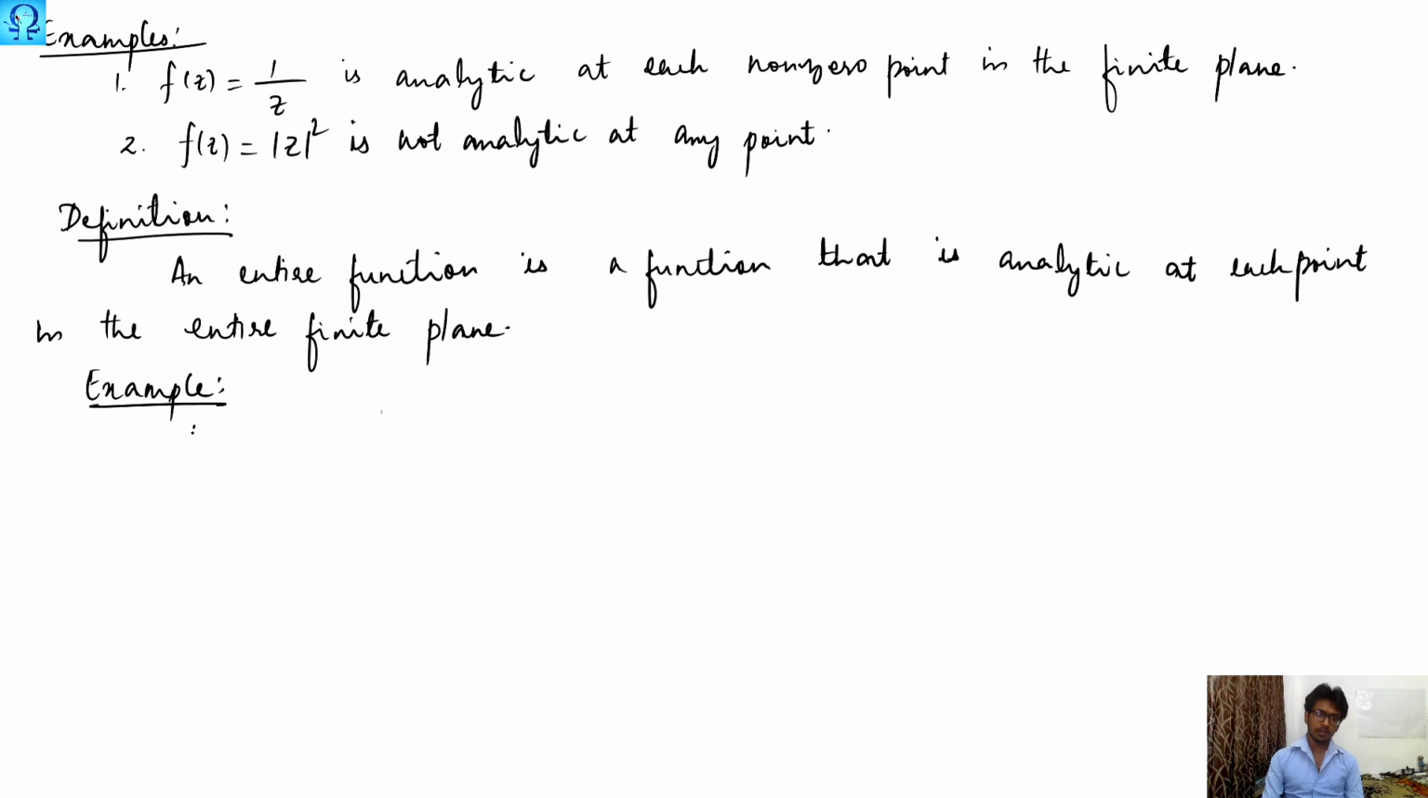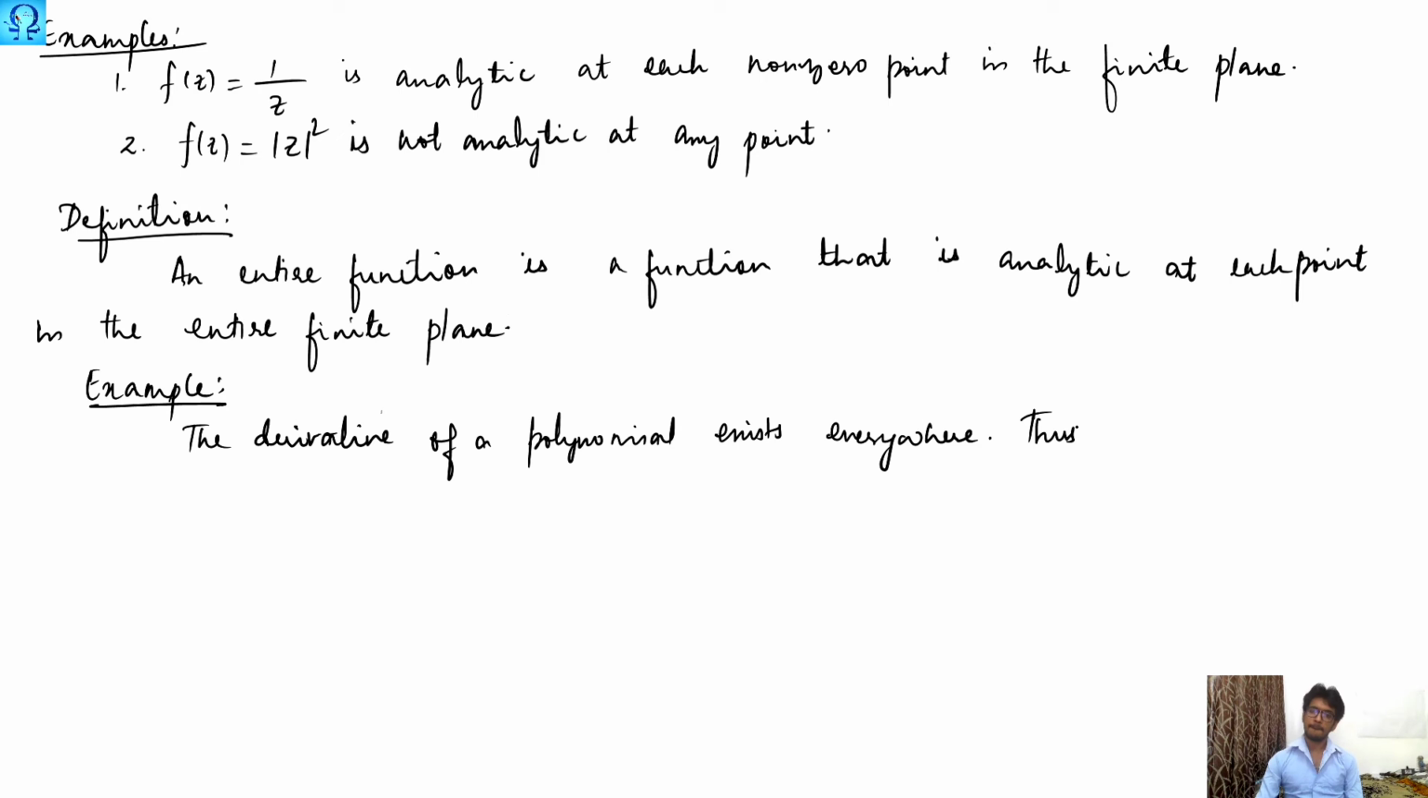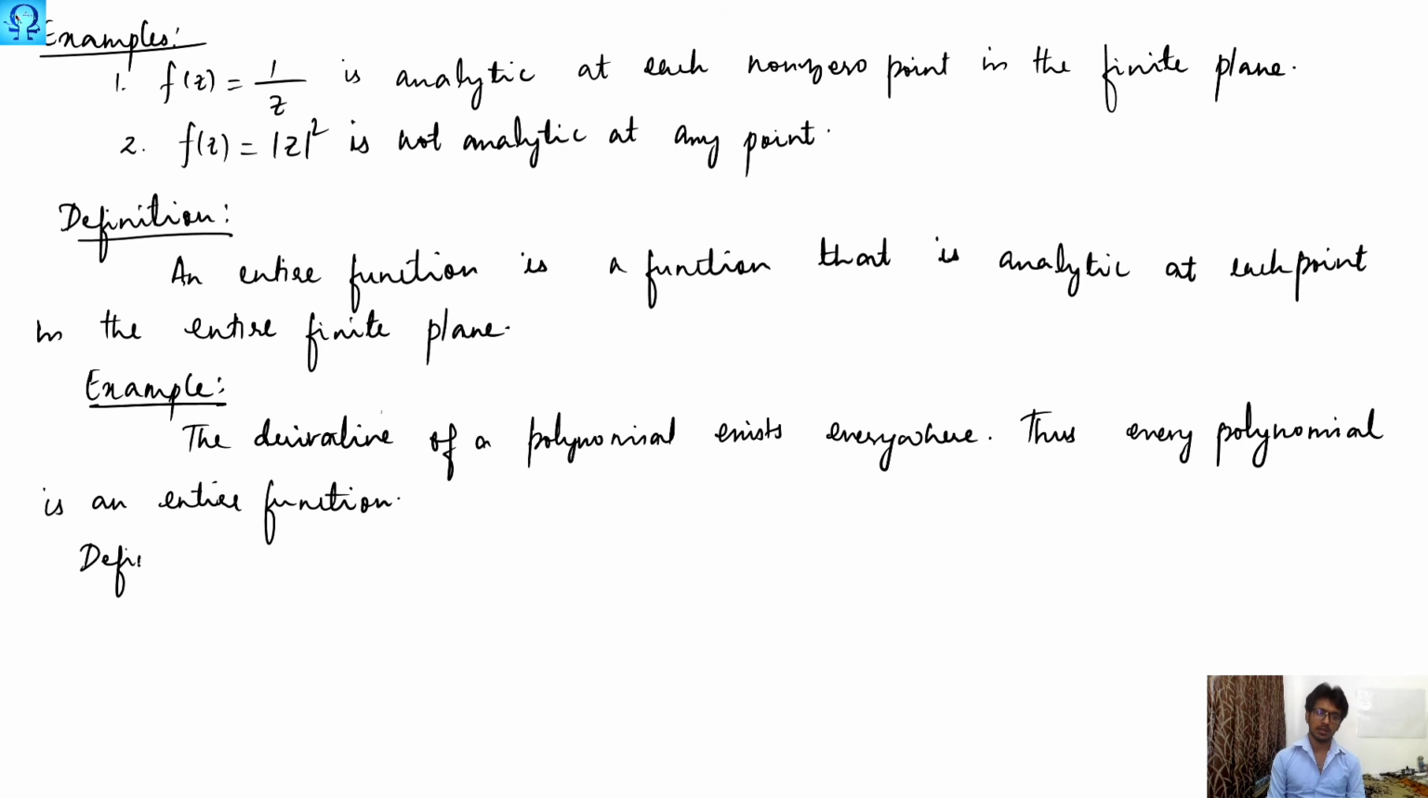So now also we shall produce an example. The derivative of a polynomial exists everywhere. Thus, every polynomial is an entire function.